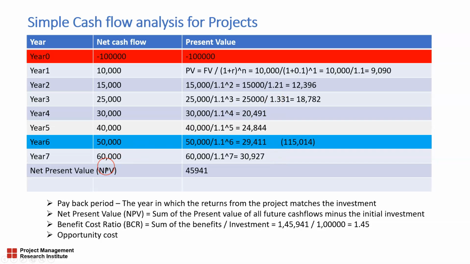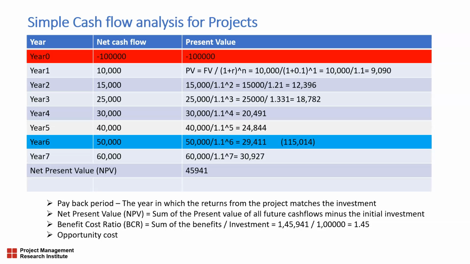Now, the definition of net present value is the sum of the present value of all future cash flows minus the initial investment. So here I add up all the present values of the future cash flows minus the initial investment, that is 100,000. It gives me 45,941. So after 7 years, the net present value of the project is 45,941, which is good because at least it is making a profit.